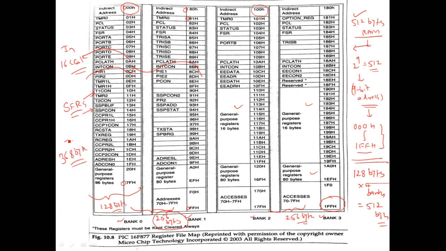The regions seen as general purpose storage total 368 bytes. That's why it is said that the RAM available to the user for temporary storage of data is only 368 bytes. Out of 512 bytes, this is available for the user. The remaining is used by the different SFRs. We'll discuss this in detail next time.